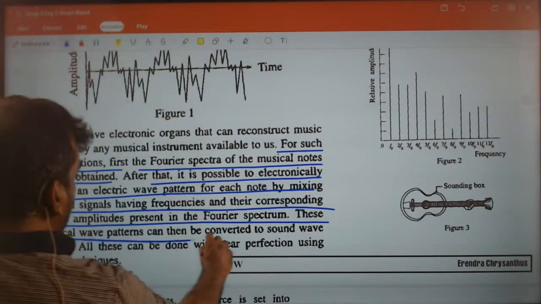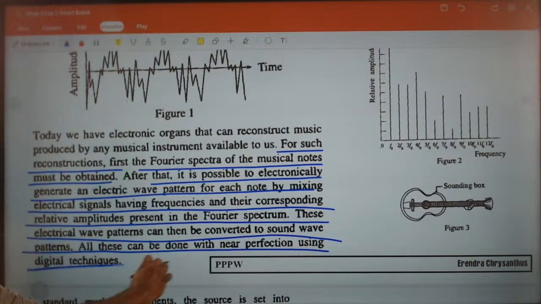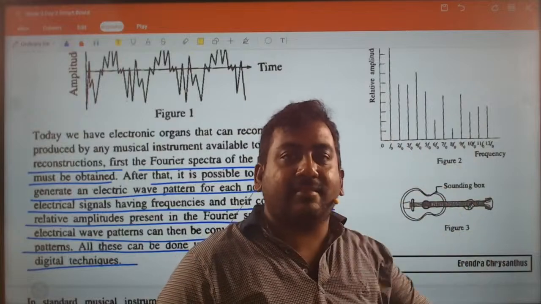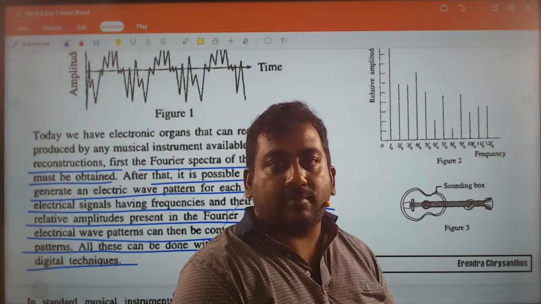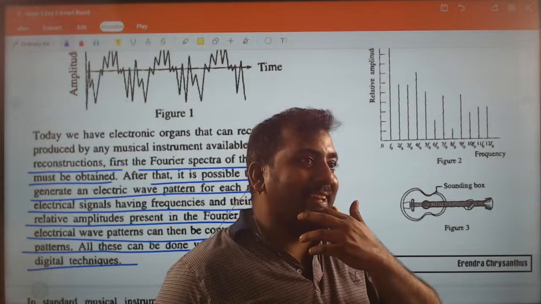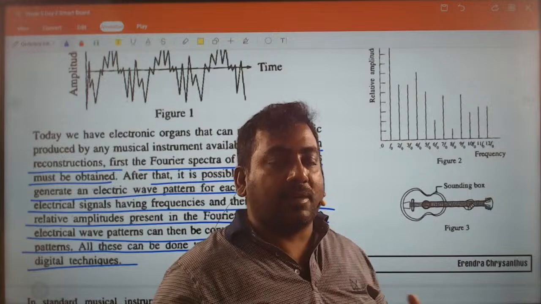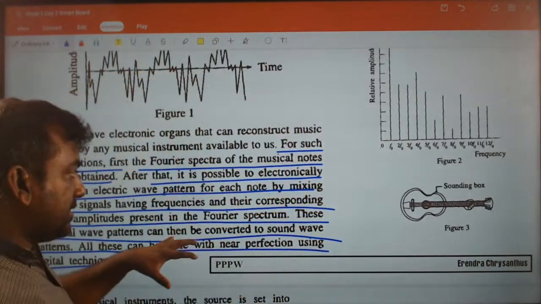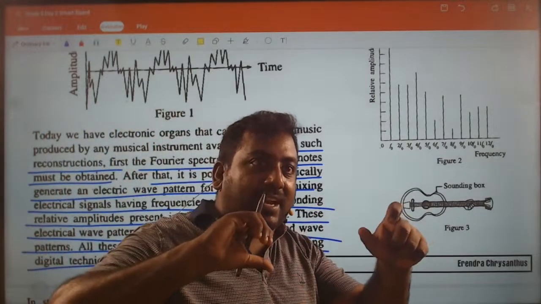These electrical wave patterns can be converted to sound waves. All these can be done in near perfection using digital techniques. Check and see how many people who can't sing are singing. If you make them sing live, they can't sing. But if you give them what you call digitally, yes, they will sing. There are some fellows who are horrible singers, but they can sing in a music video or whatever. That's because it's digitally mastered. All their problematic off-pitch areas are digitally corrected.